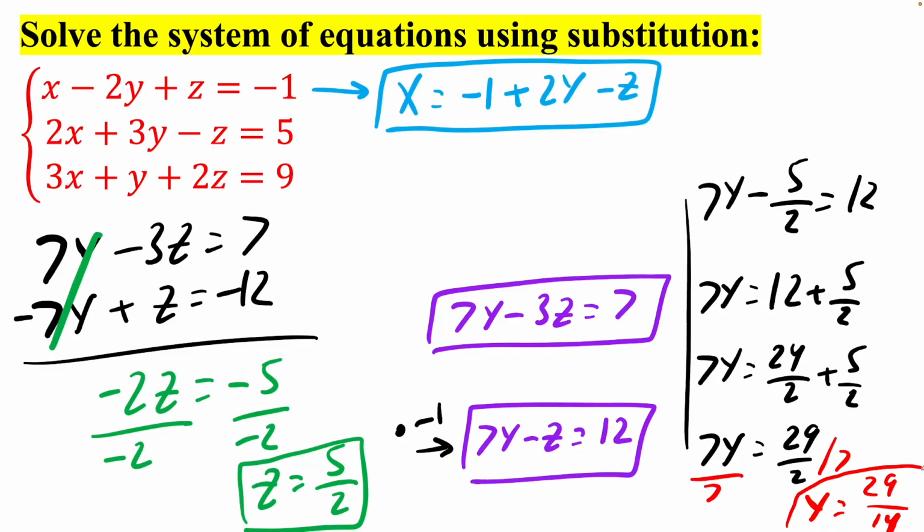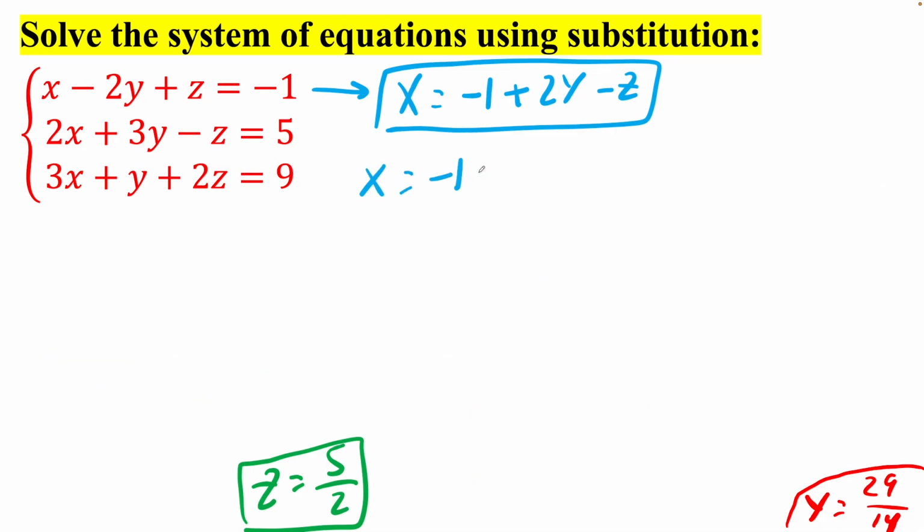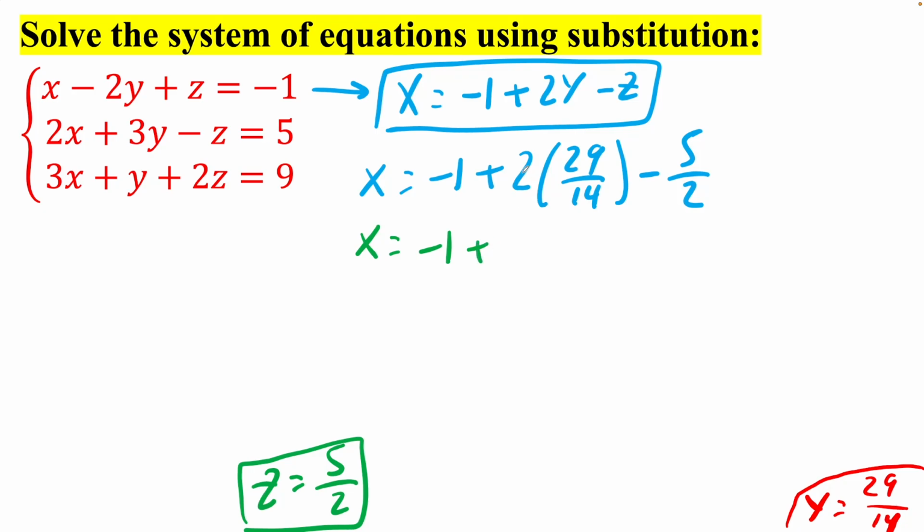And now all we need to do is get x. Easily use it here. Substitute. We know what y is. We know what z is. Just plug in to get x. X is equal to -1 plus 2 parentheses. We know our y is 29/14. Close it. Minus 5/2. So we have x is equal to -1 plus. Now 2/14, you'll get 1/7. So we'll have 29/7 minus 5/2.